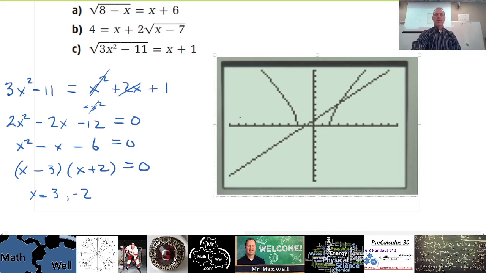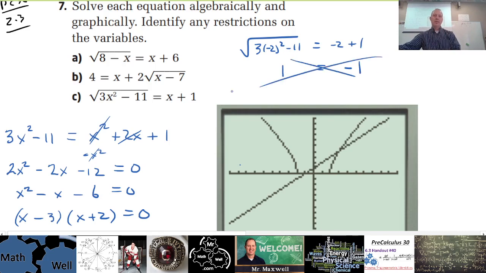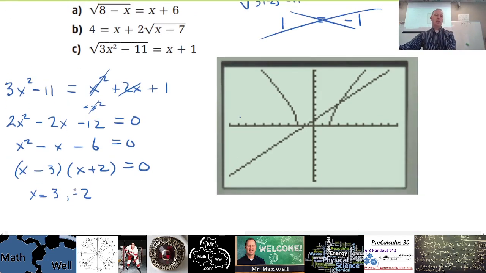Let's test it out. If we check negative 2 algebraically, 3 times negative 2 squared minus 11 equals negative 2 plus 1. On the left side, we're going to have 12 minus 11 is positive 1, so the square root of 1 is 1. And negative 2 plus 1 is negative 1, so there we have a problem. That's why this actually is not a possible solution. And we can see that graphically. There's no intersection point over here.